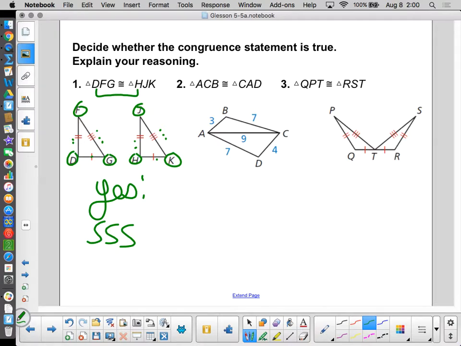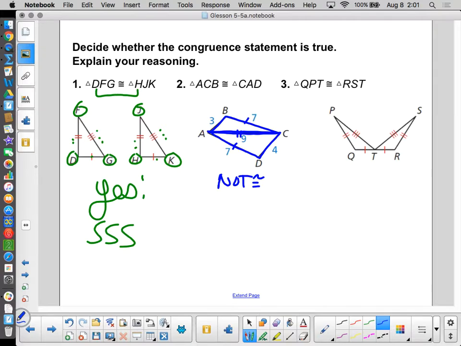Second one, ACB to CAD. ACB has sides of 3, 7, and 9. And CAD has sides of 9, 7, and 4. Oh, they are not congruent sides, are they? The 7 goes to the 7, that's fine. The 9 goes by itself, but the 3 and 4 don't match, so not congruent. Corresponding parts are not congruent.